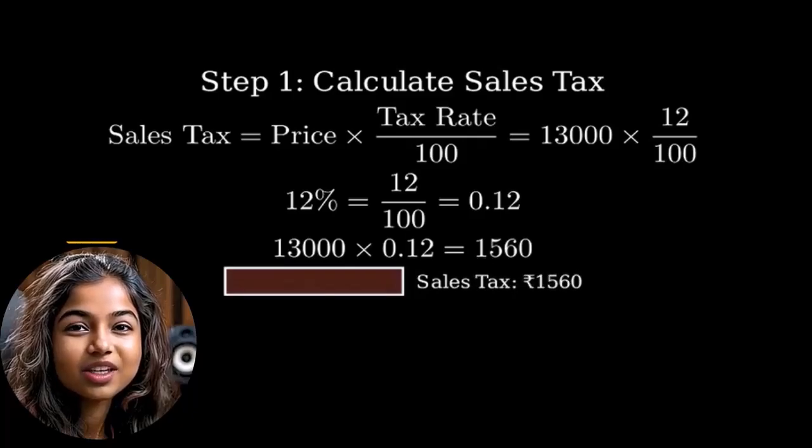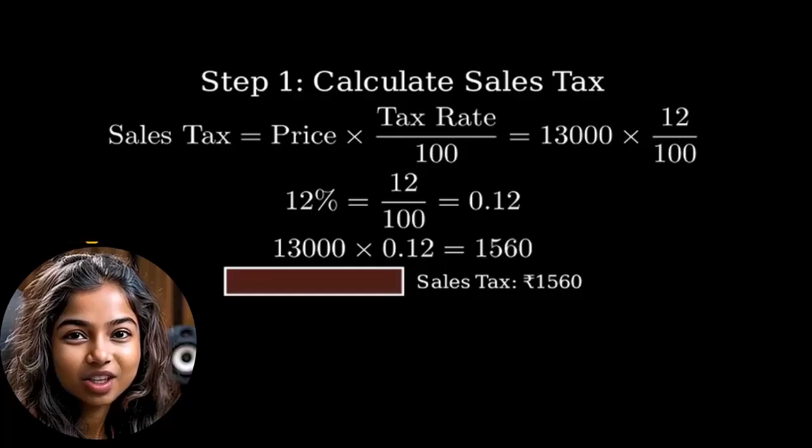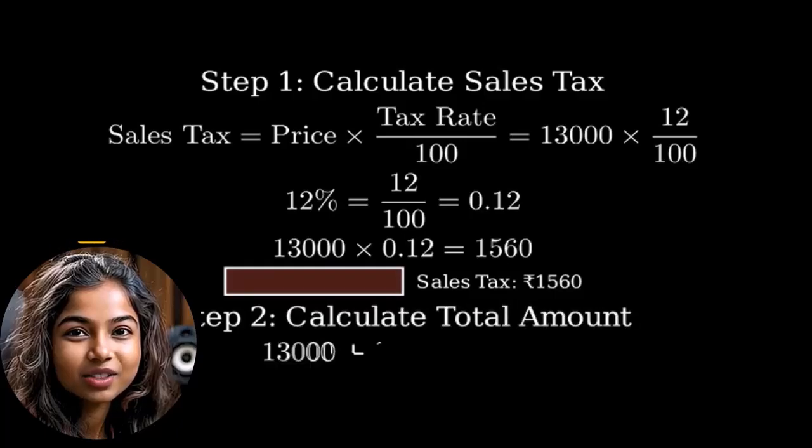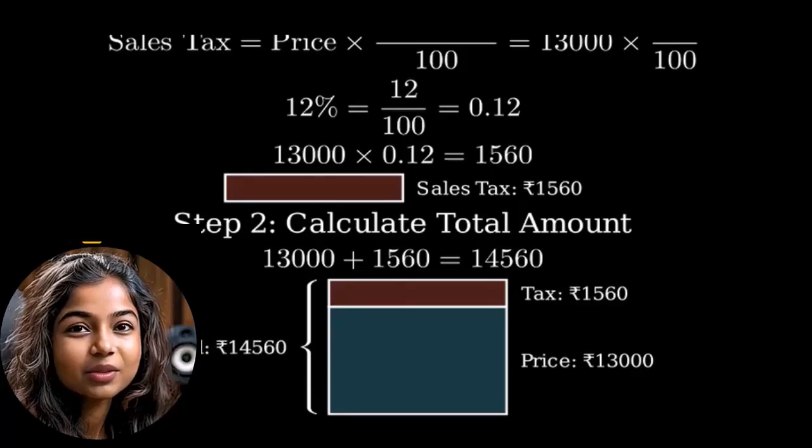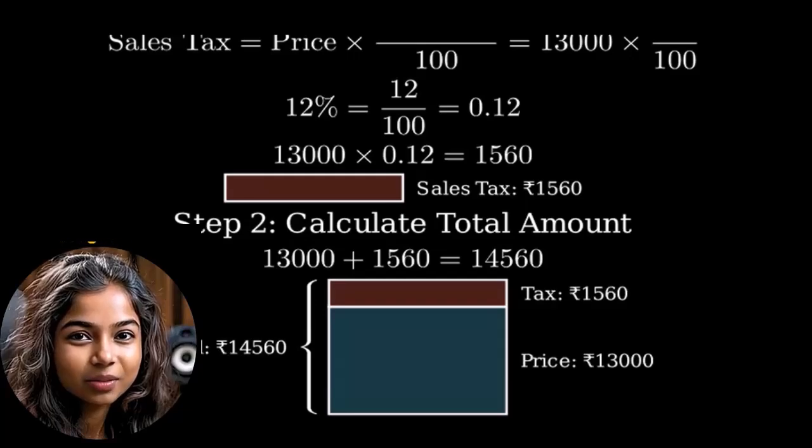Now for step 2, we add the original price and the sales tax together to get the total amount. That's 13,000 plus 1,560, which equals 14,560 rupees. Looking at our options, we can see that 14,560 rupees corresponds to option C, which is our correct answer.